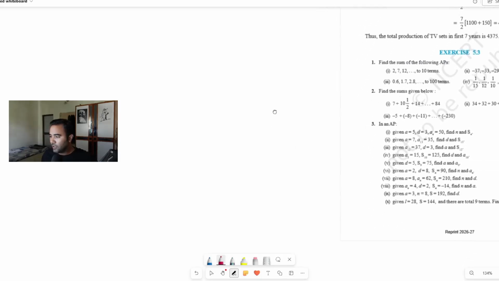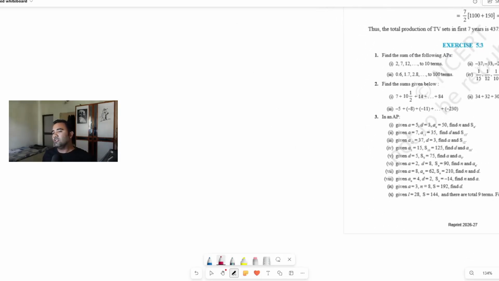Now this is rather a jumbled set of questions. Let's see. Let's do the first one. A is equal to 5. Common difference is 3. An, we don't know. One of the terms is 50. Find n and Sn.